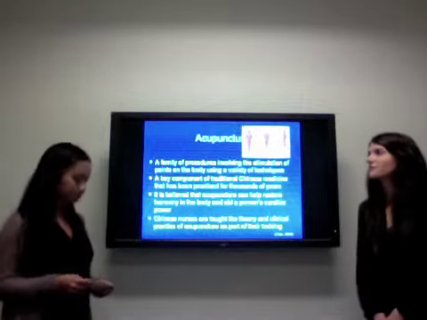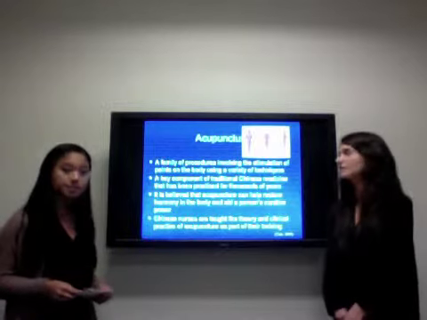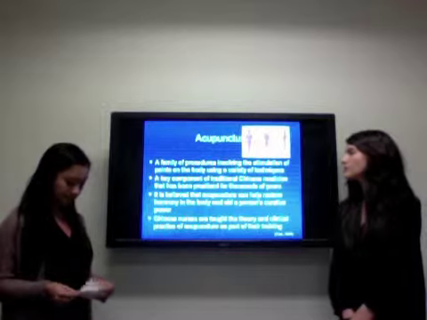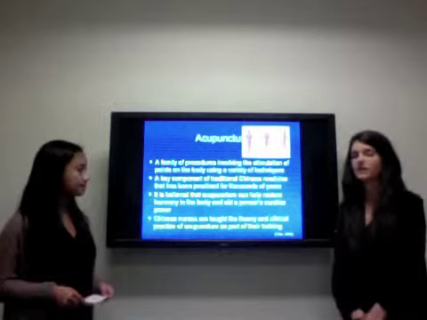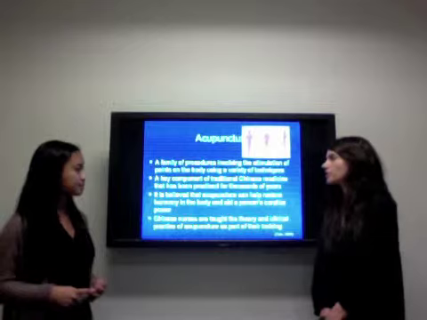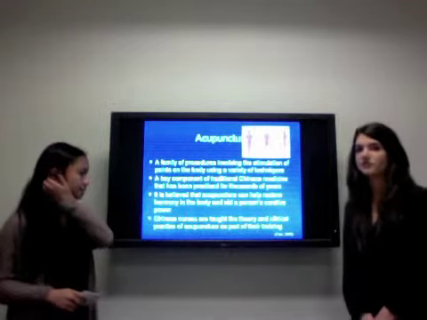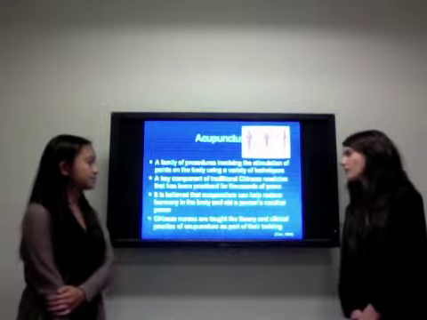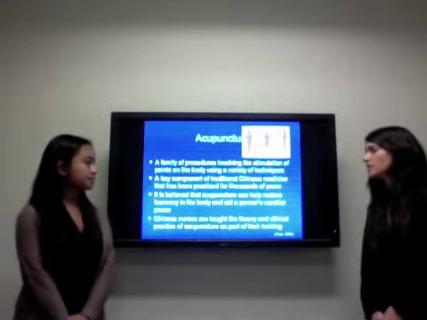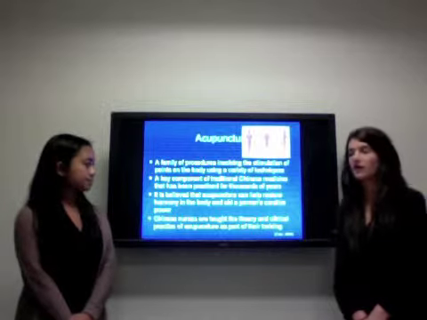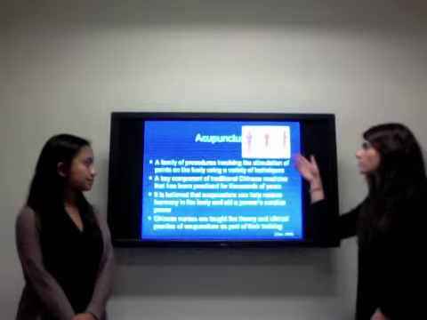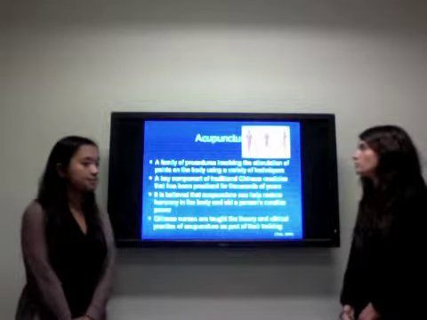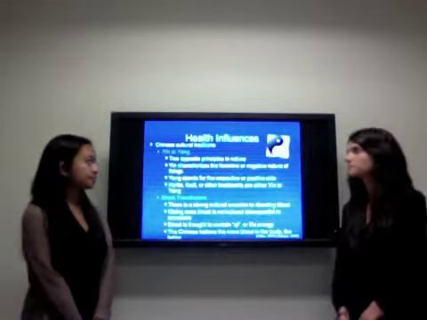Acupuncture is one of the most widely used remedies in China. It is a family of procedures involving the stimulation of points on the body using a variety of techniques, a key component of traditional Chinese medicine that's been practiced for thousands of years. It's believed that acupuncture can help restore harmony in the body and aid a person's curative power. Chinese nurses are taught the theory and the practice in their training. This is a picture of acupoints that doctors will use in treating different symptoms.